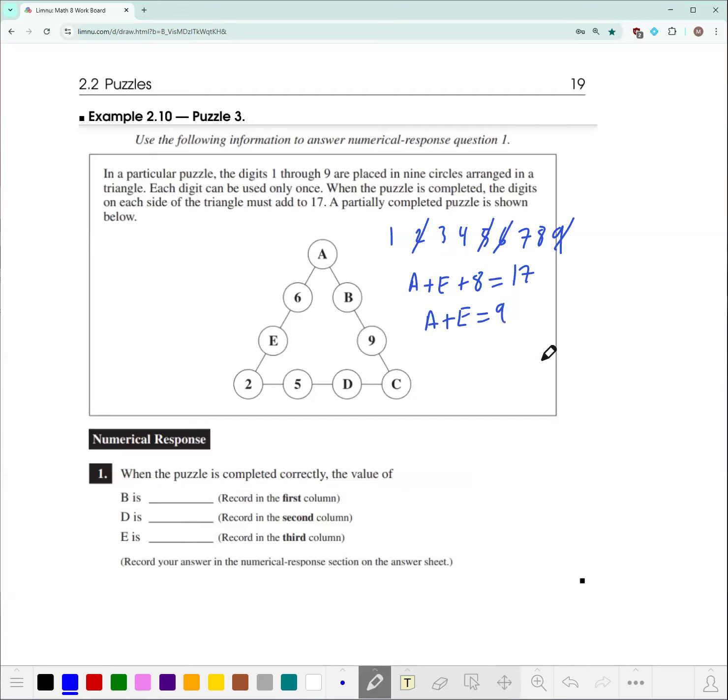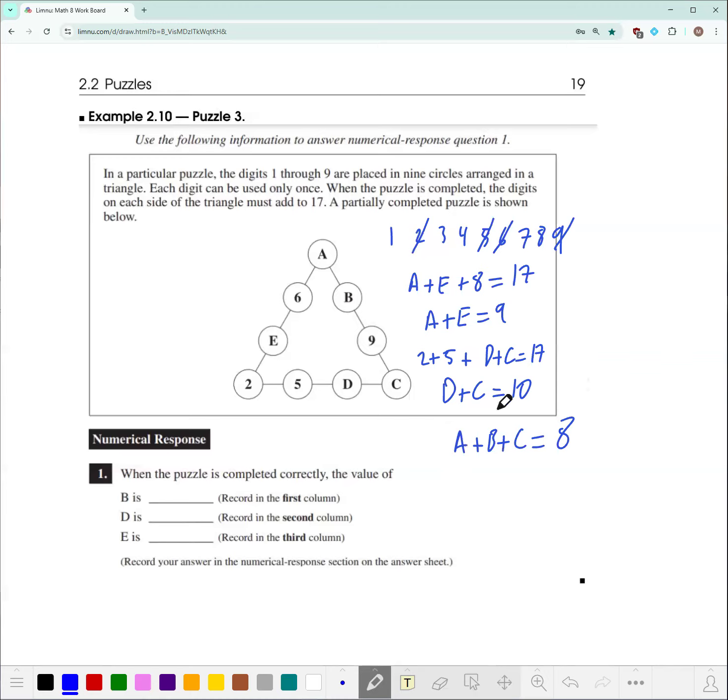Okay, that's helpful. Then I have this line here. So I have 2 plus 5 plus D plus C equals 17. And this tells me that D plus C must equal 10. Okay, and the last line I know is that if these all add together, that means A plus B plus C must equal 8. And that's because 17 minus 9 is 8.